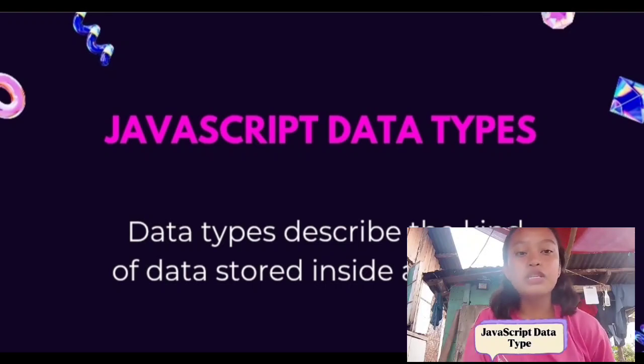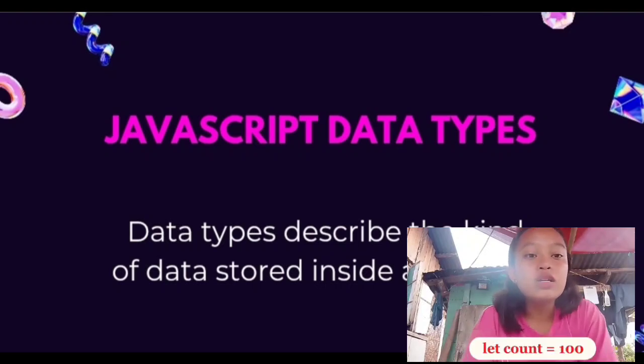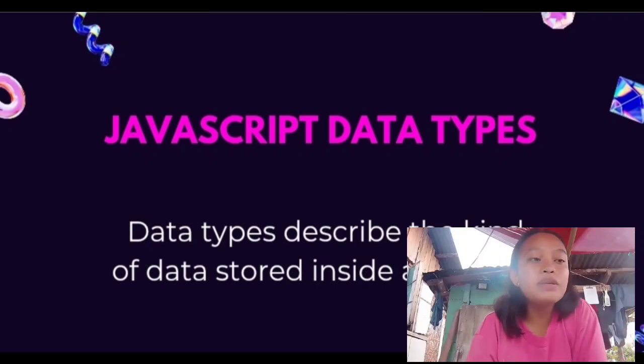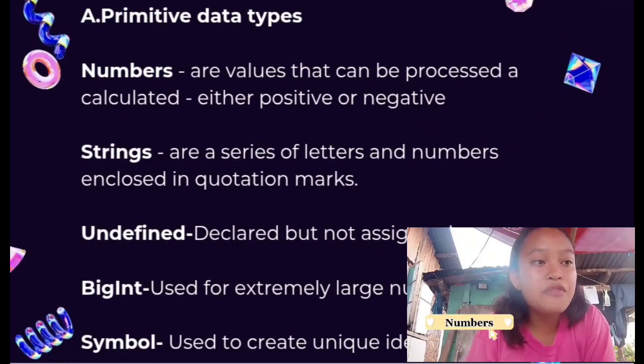For example, let count equals 100. So its value is 100, and you know that the kind of its data type is numbers. There are two types of data types: primitive and non-primitive. For primitive data types, the first one is numbers, which are values that can be processed and calculated, either positive or negative. So the kind of data type inside the variable is numbers.